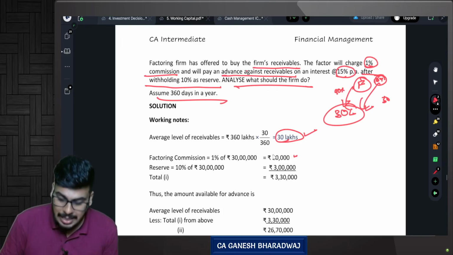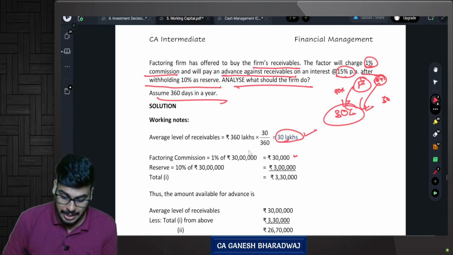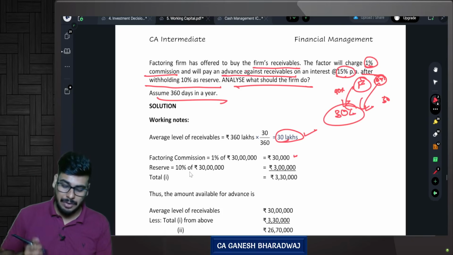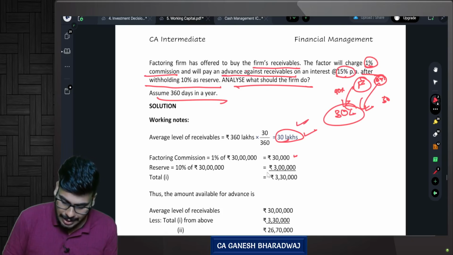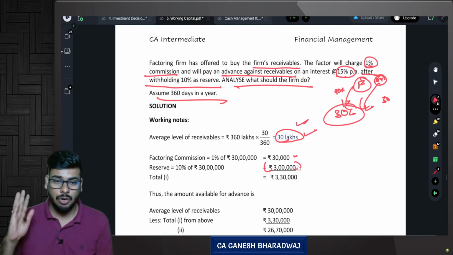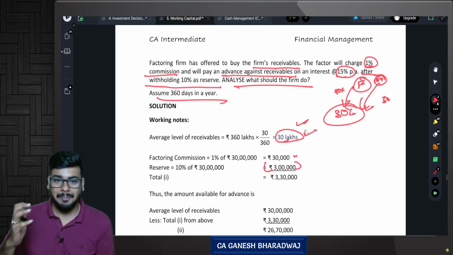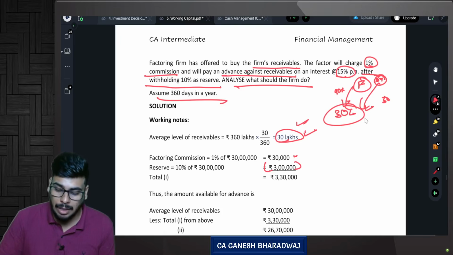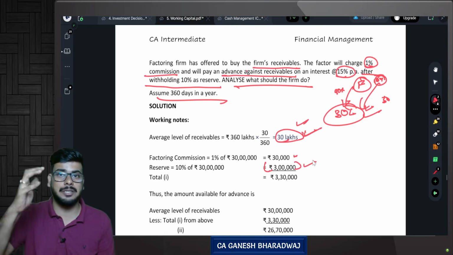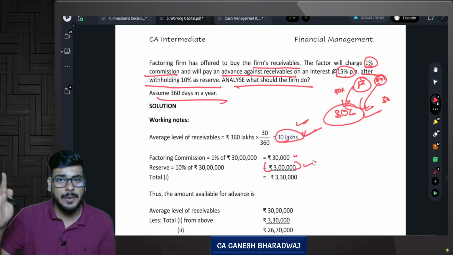So basically, the factoring commission is how much? 1%. Reserve, how much amount is he withholding? 10% of 30 lakhs, it's going to be 3 lakh rupees. So now what this factor says is, today I am purchasing the debtors worth how much? 30 lakhs from the company, correct? Now from this 30 lakhs, I will withhold 3 lakh rupees, that is reserve, correct? So balance 27 lakhs I will pay.